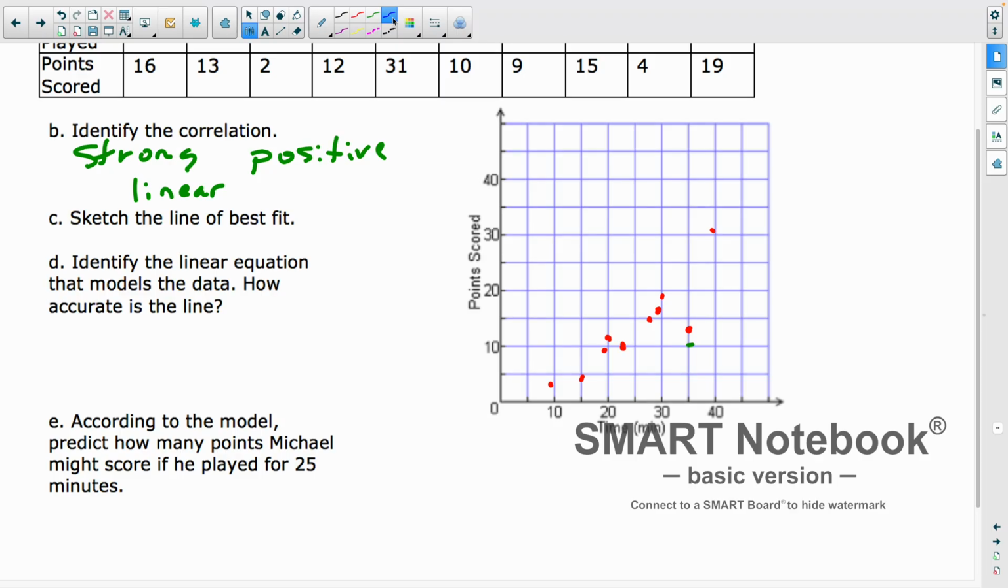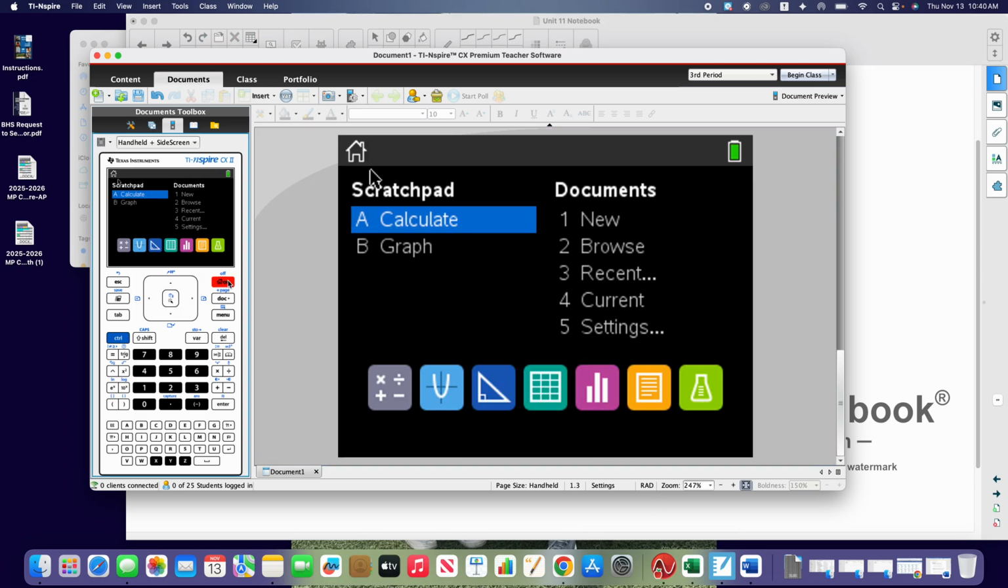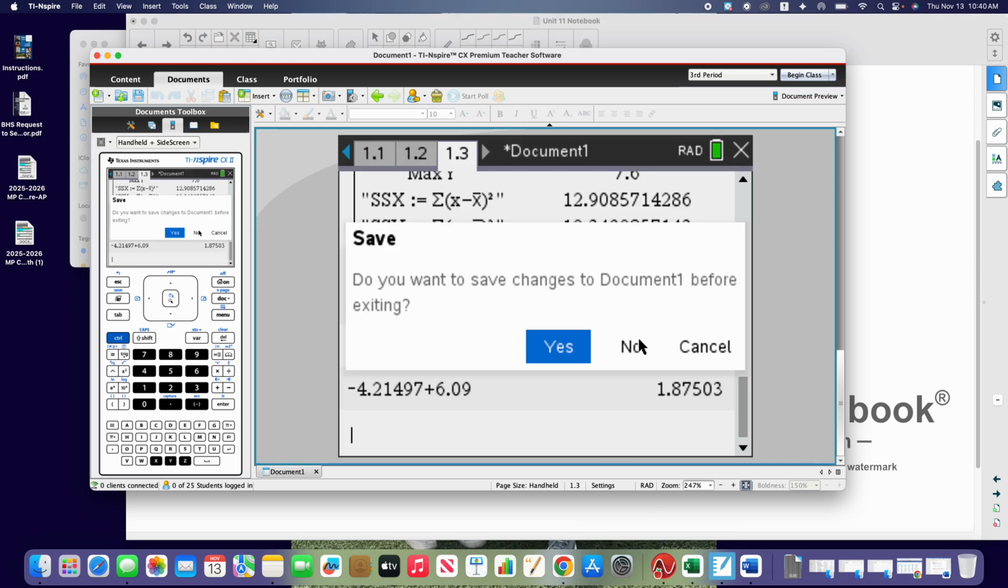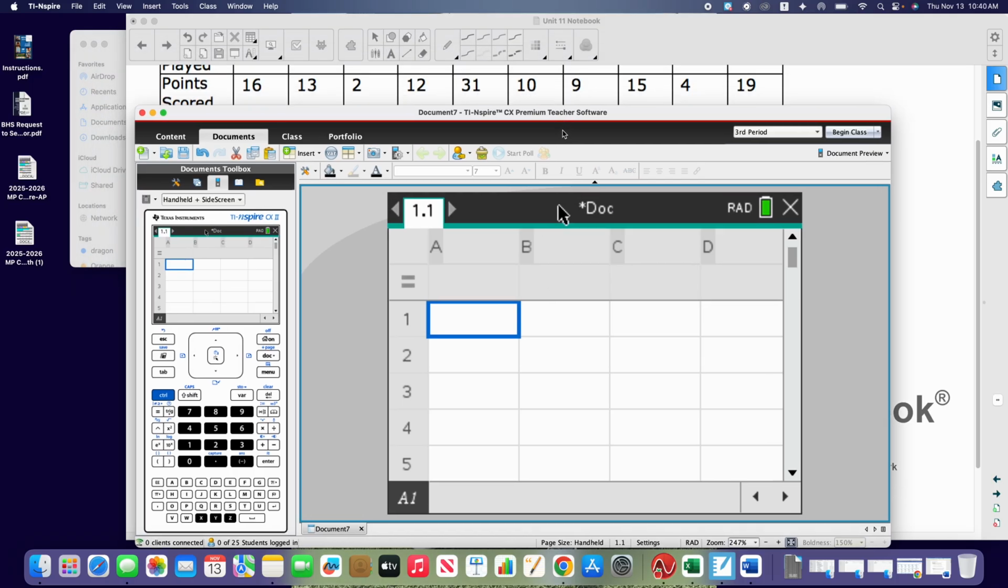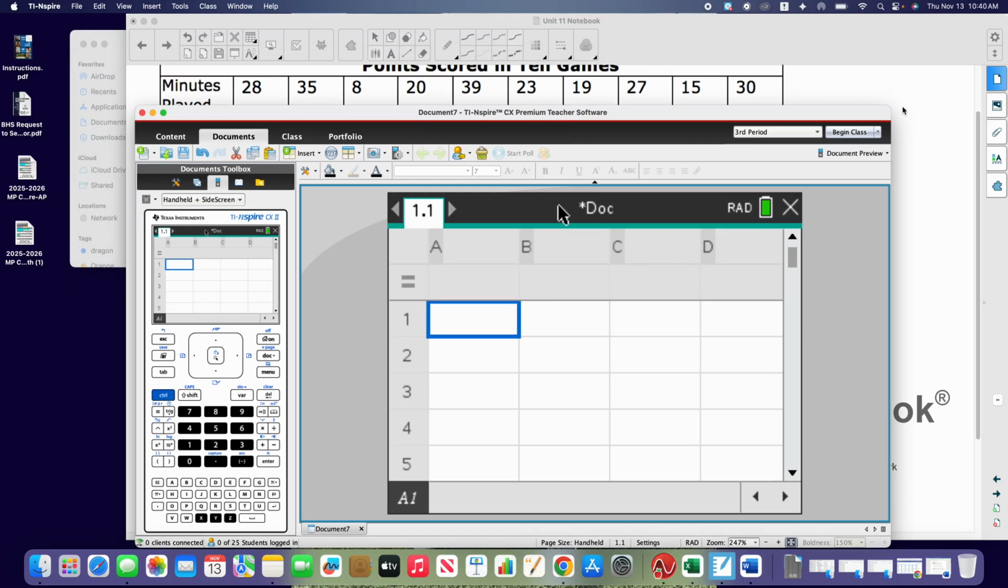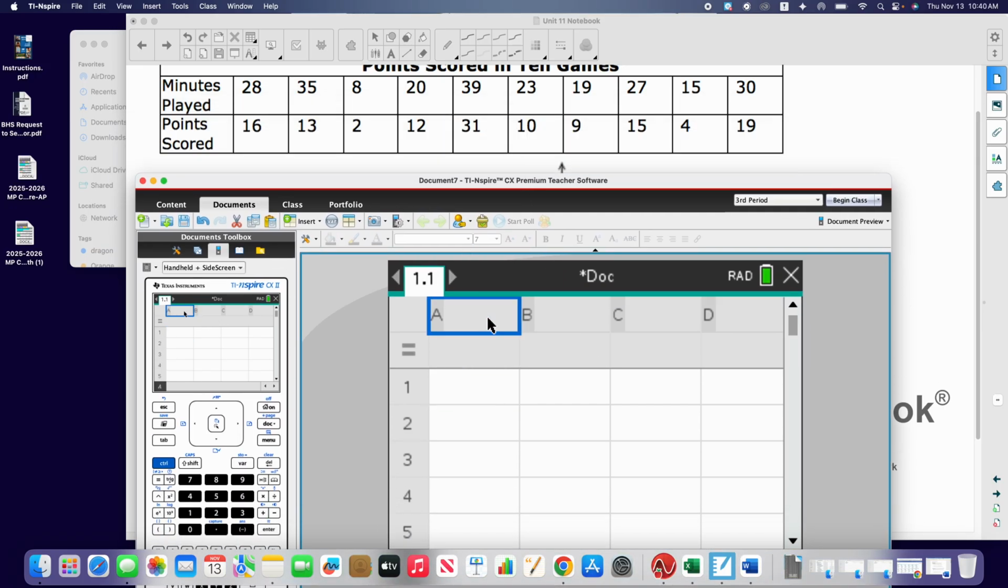So I'm going to take my calculator and I'm going to clear mine. I'm going to go new. No, I'm not going to save that. And I'm going to go lists and spreadsheets. And I'm going to put in my points and my minutes. All right, so I'm going to label that X, label that Y. I'm going to type this in. So I'm going to do 28 and 35. So let's put that in real quick.